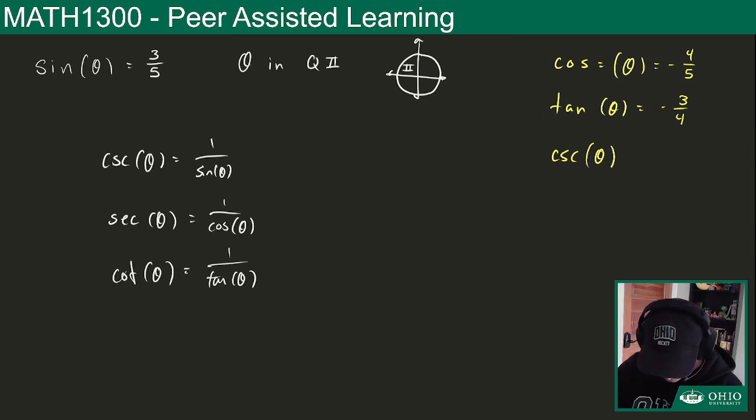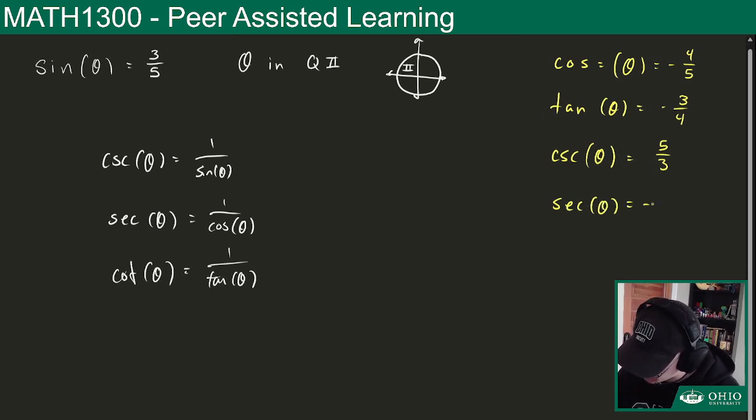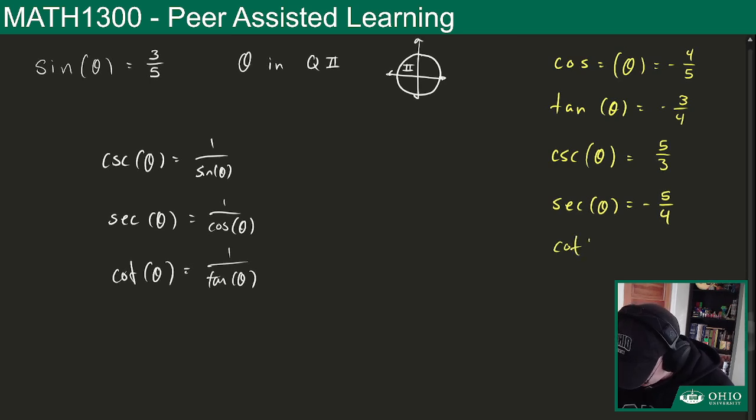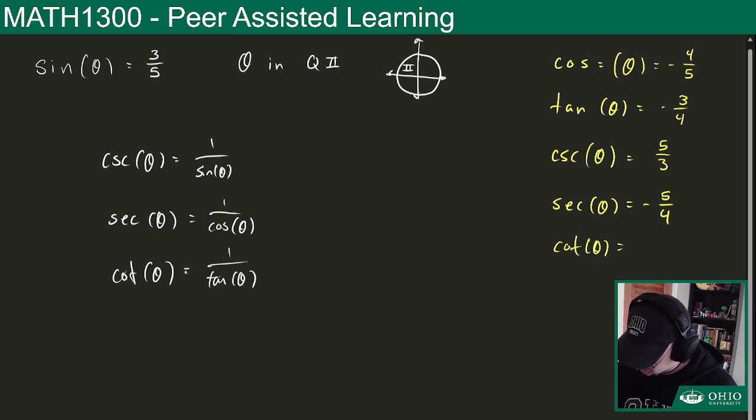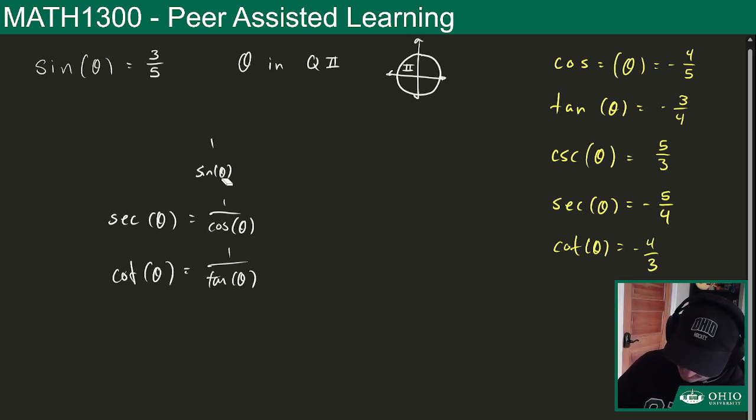So what that ends up getting us is, well, cosecant is the sine fraction flipped on top of itself. So that would be 5 over 3 instead of 3 over 5. The secant function, that's cosine flipped over itself, that's negative 5 over 4. And cotangent is tangent flipped over itself, so that's negative 4 over 3. And those are the final values of all of our trig functions.